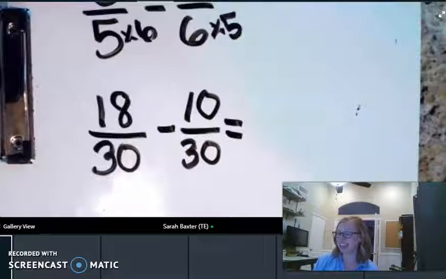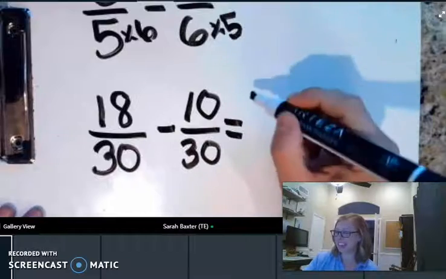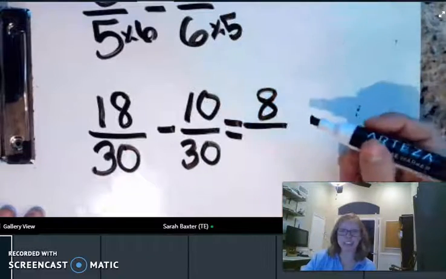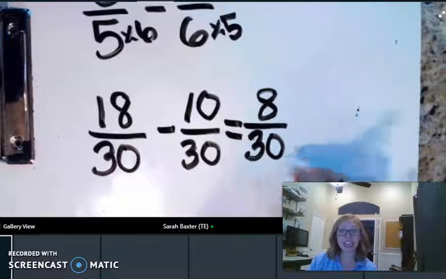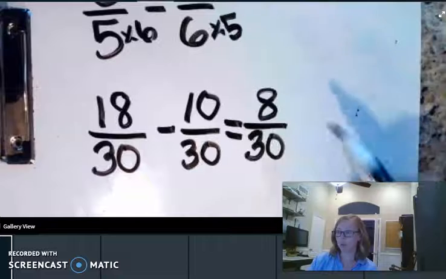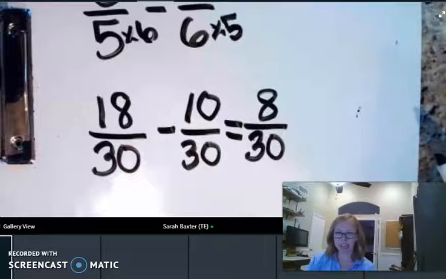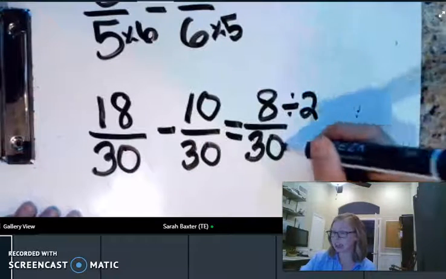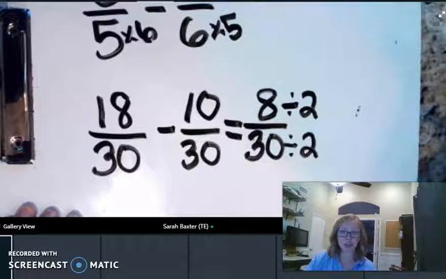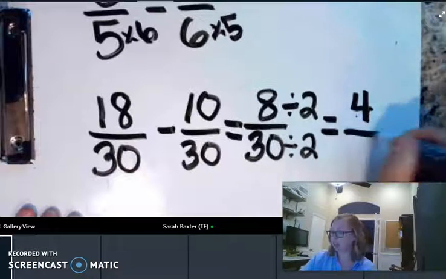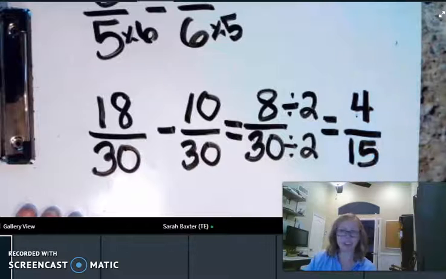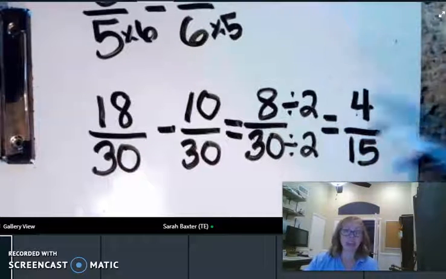So 18 minus 10, pause if you need more time, is 8. And my denominator remains 30. My last step is to check, is this answer in simplest form? Well, 8 and 30 are both even, so I know I can at least divide by 2. Anytime both numbers are even, that's at least one step I know I can take. 8 divided by 2 is 4. 30 divided by 2, 15. This can't be simplified any further.